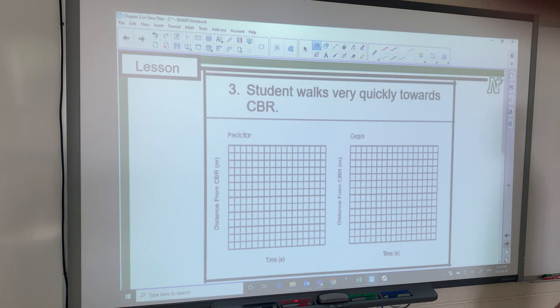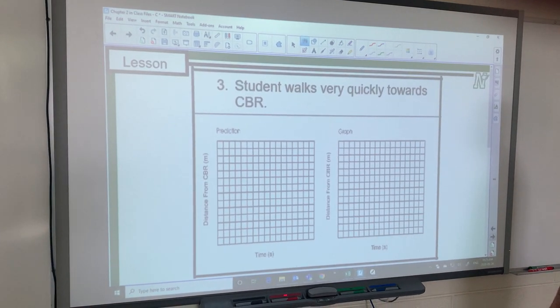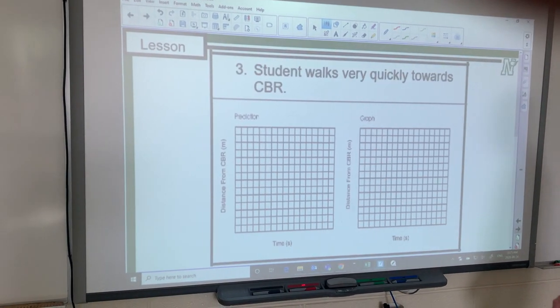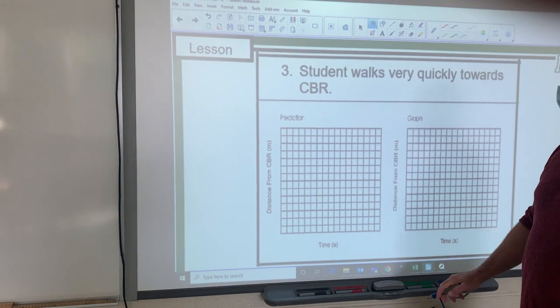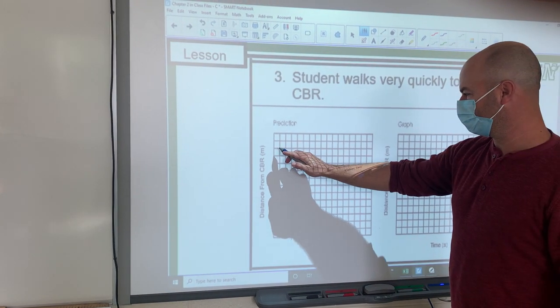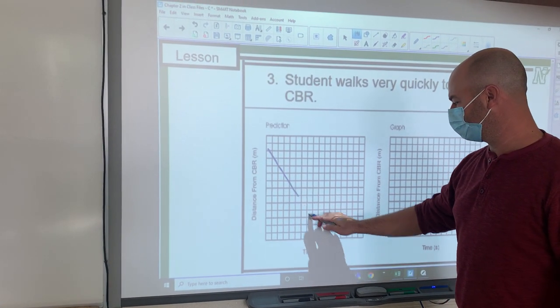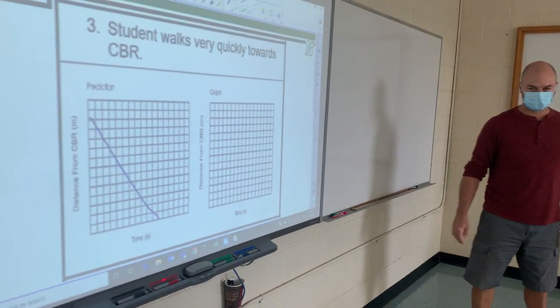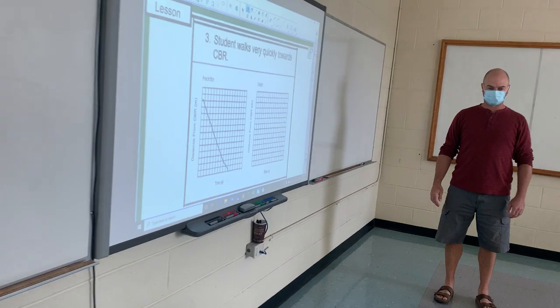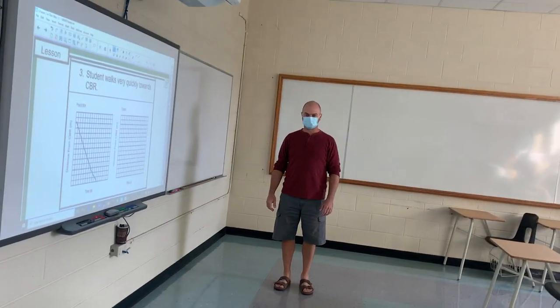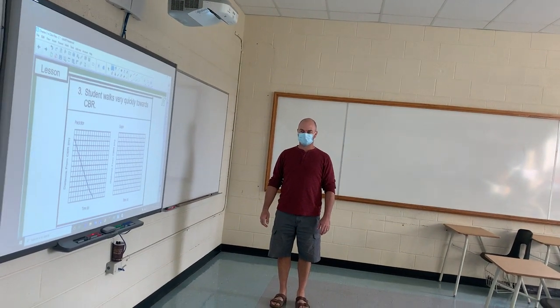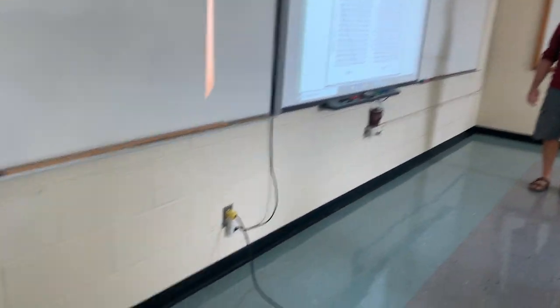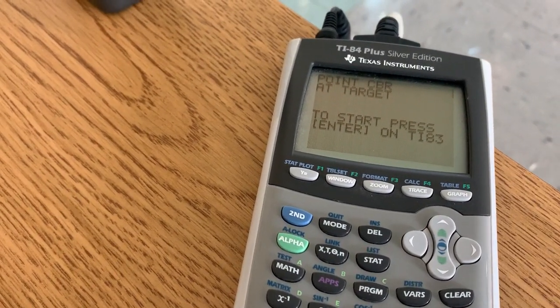Number 3, student walks very quickly towards the CBR. He's going to make his prediction. All right, and we're going to see how this looks. Again, Mr. Bracken will start away from the CBR. And I'm going to get this set up on the calculator again. As it shows, point the CBR at the target.